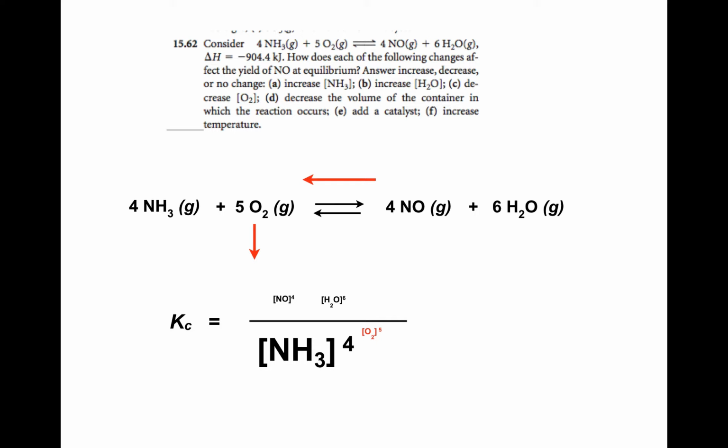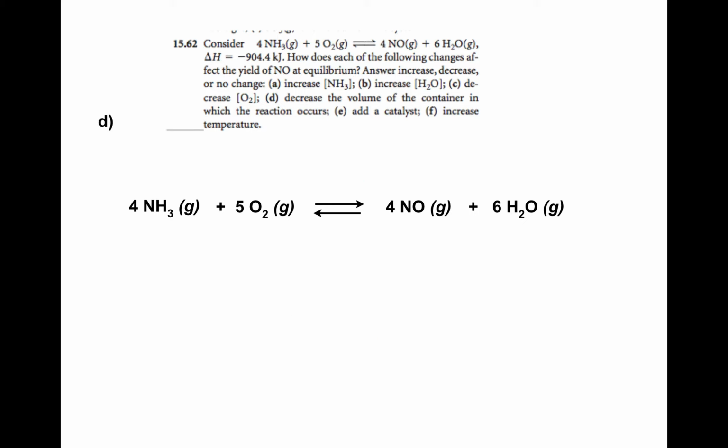All right, D. Decrease the volume of the container. Well, decreasing the volume is the same as increasing the pressure. So if we increase the pressure, the system is going to respond to try to get rid of that pressure. So this will drive the equilibrium toward the side with fewer moles of gas. So again, if I want to get rid of nitrogen monoxide, increasing the pressure will drive it back towards the reactant side, lowering the NO concentration.